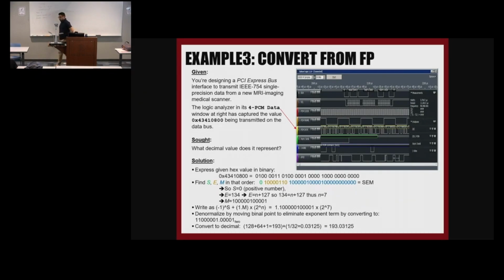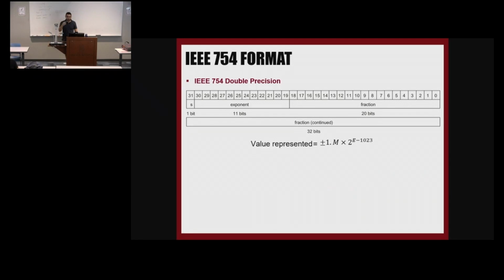Okay, so that's a number. I can ask the opposite thing too: I can give you a decimal number and ask for hexadecimal, or I can give you the hexadecimal and ask you to go back to decimal. So that was the single precision floating point. We also have double precision floating point.